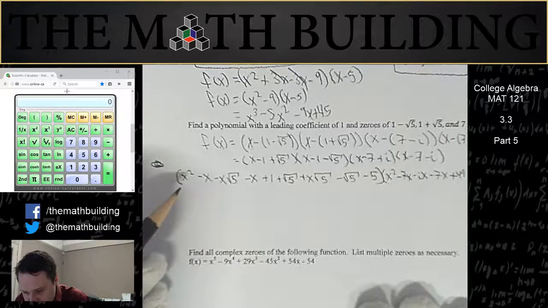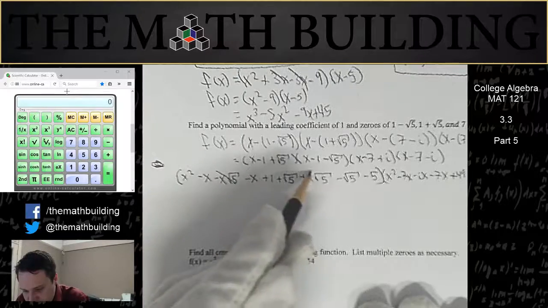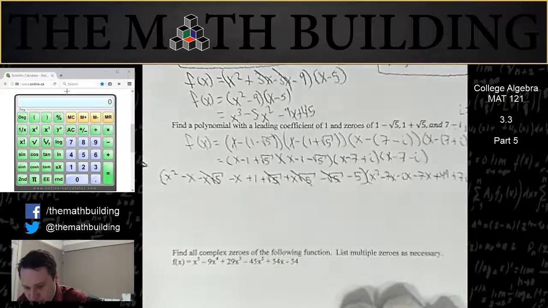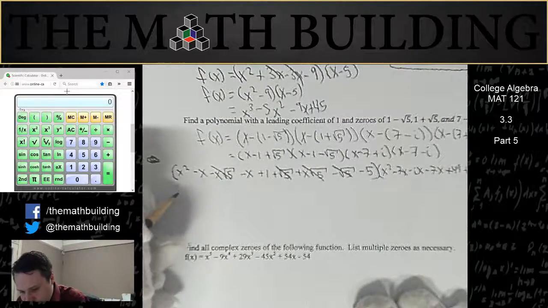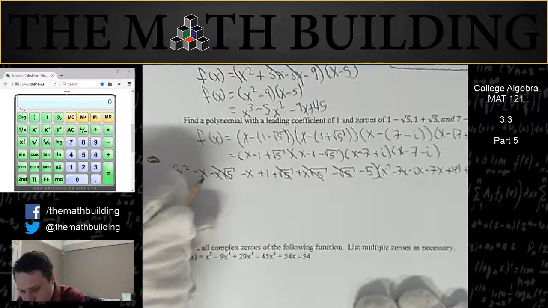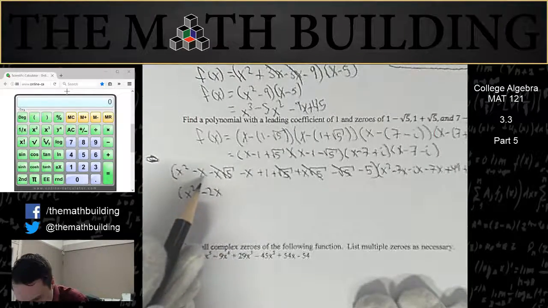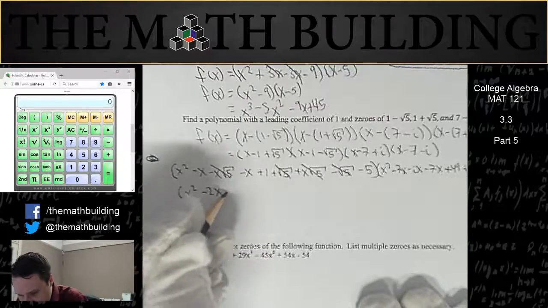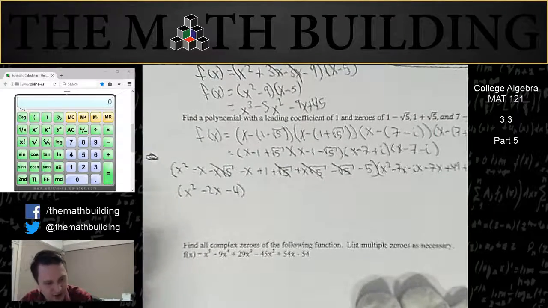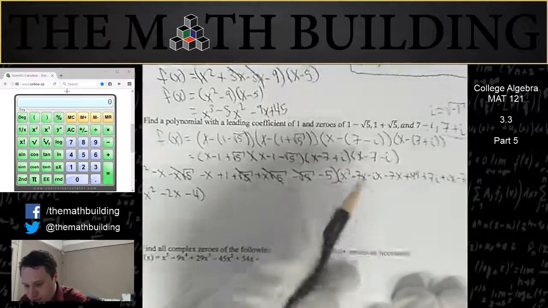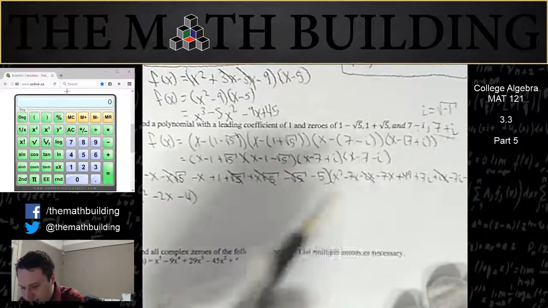I have negative x root 5 canceling with x root 5. Also, I have root 5 canceling with negative root 5. So that's kind of nice. So this simplifies to x squared. Those combine to negative 2x. And 1 minus 5 is negative 4. So I get x squared minus 2x minus 4. Over here, negative ix cancels with ix.